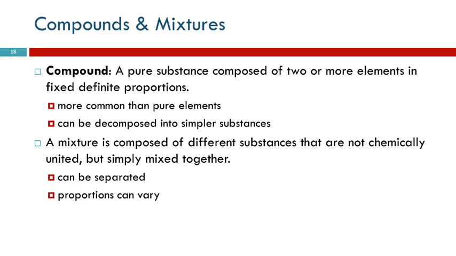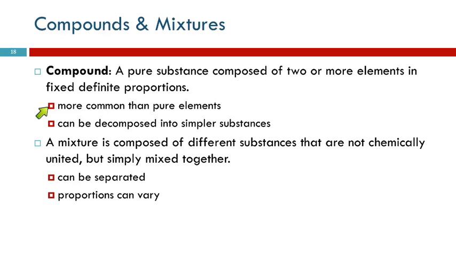The other type of pure substance is a compound. So a compound contains 2 or more elements. That's what makes it not an element, because it can be broken down into those individual elements. It may be hard to do, but it can be done. So it's composed of 2 or more elements, and what makes it different than a mixture is they have fixed, definite proportions. So in water, there are always 2 hydrogen atoms for every 1 oxygen atom. Always. It's always the same. That's what makes it a compound rather than a mixture.